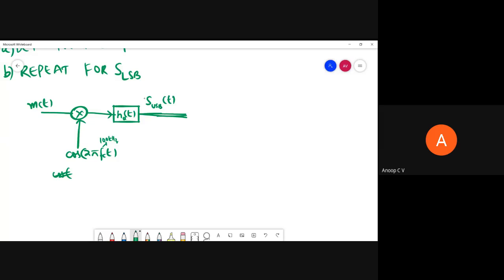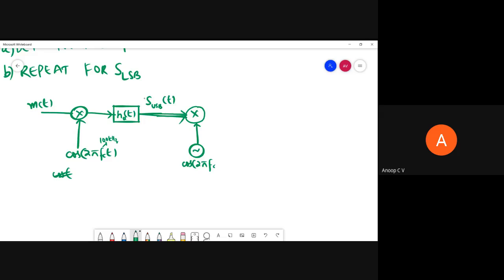And further, if I give this s USB(t) to a coherent detector, what actually is a coherent detector? A coherent detector is nothing but a product modulator with a local oscillator producing some frequency. This local oscillator is producing a frequency, you can write here, cos 2 pi.